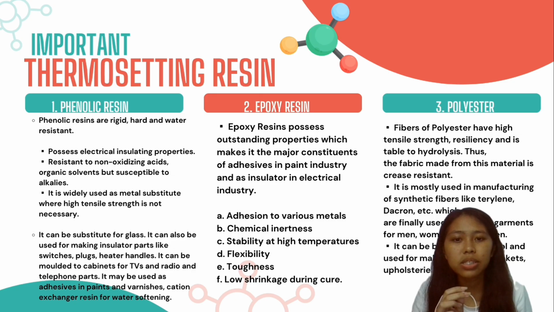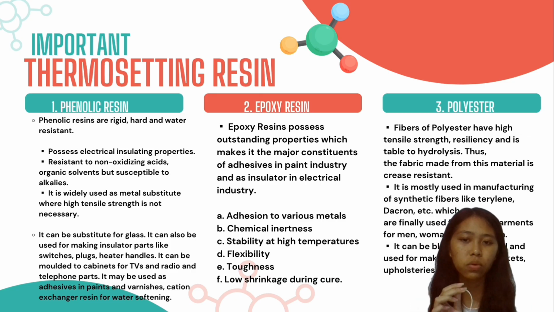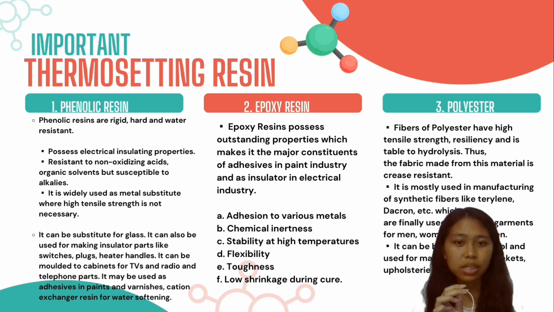Now, epoxy resins are very important in engineering. What makes epoxy special is its strong bonding ability. Once it cures, it forms a very hard and durable material. That's why it's commonly used as glue, coatings, and even in electrical insulation. Also, unlike thermoplastics, epoxy does not melt again once it hardens. This is because it forms a cross-linked structure, making it stable even at high temperatures.